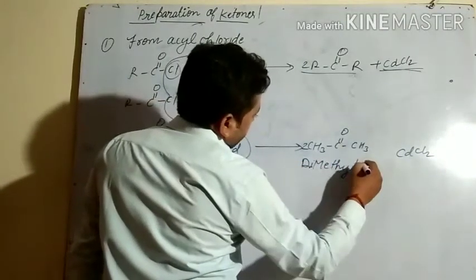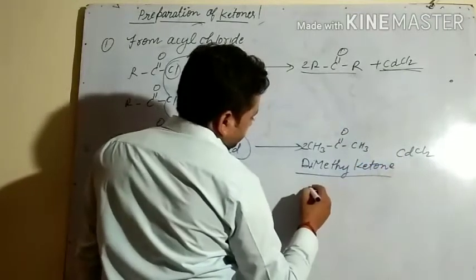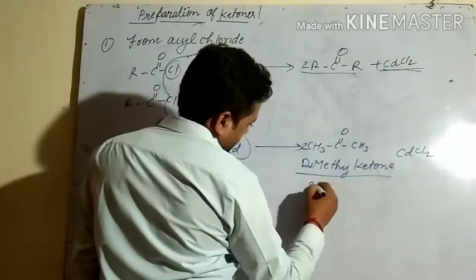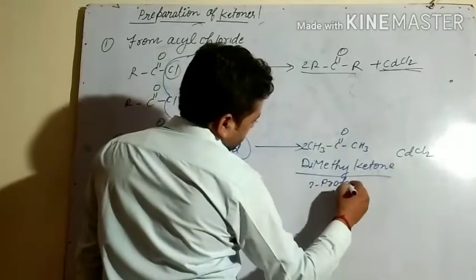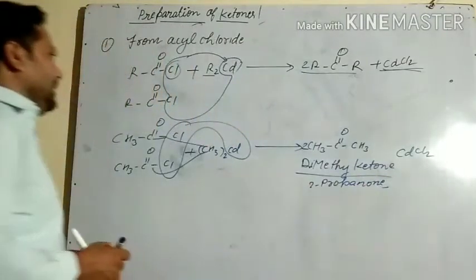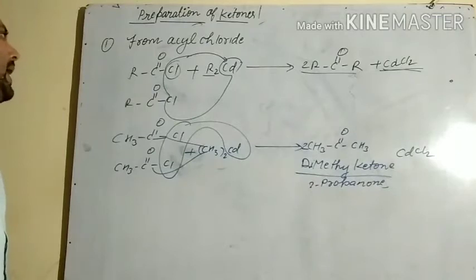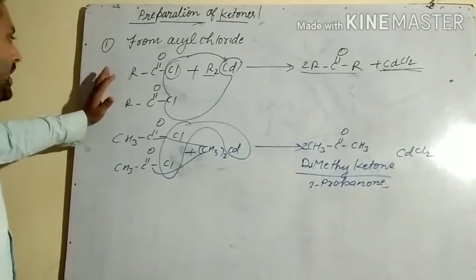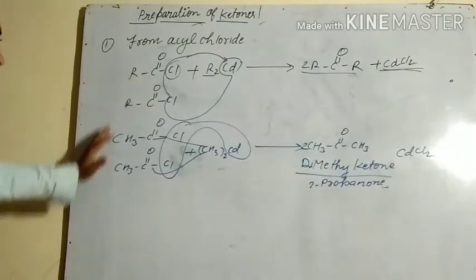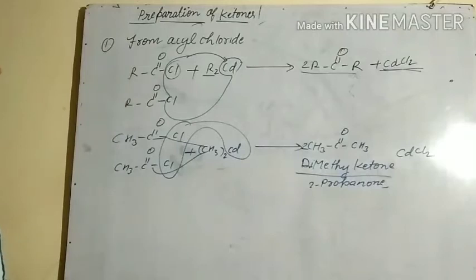dimethyl ketone. IUPAC name 2-propanone. Like this we can write. So this is a preparation from acyl chloride. So you must know the general formula and how the reaction takes place. So from acyl halide we can prepare this.